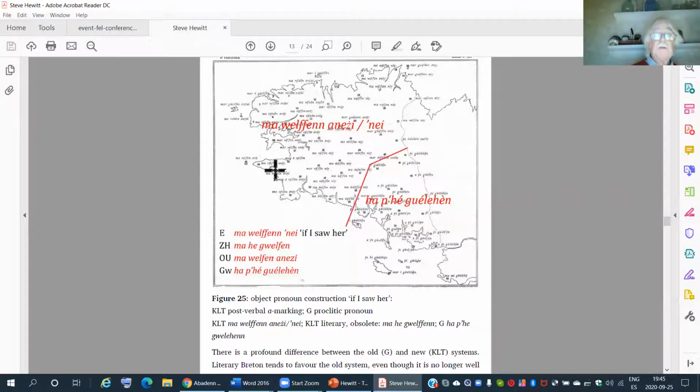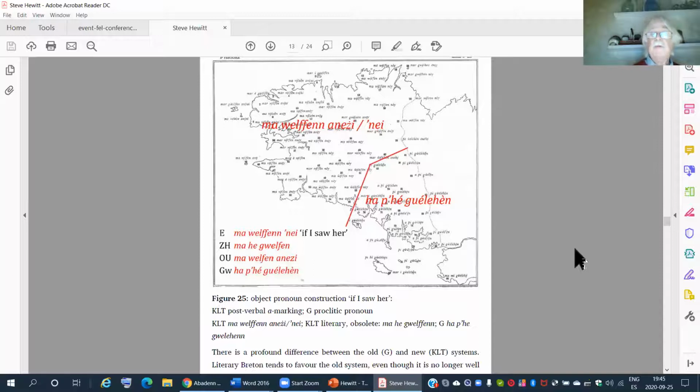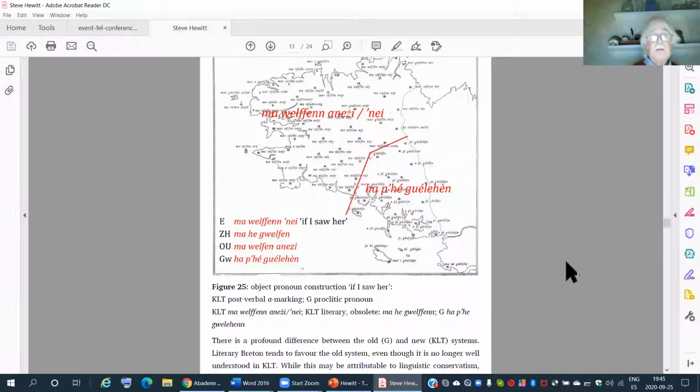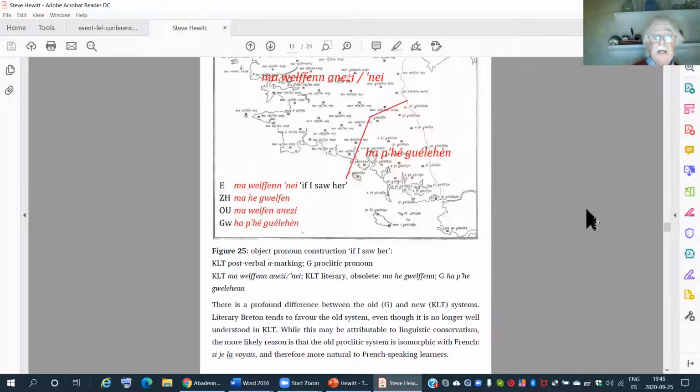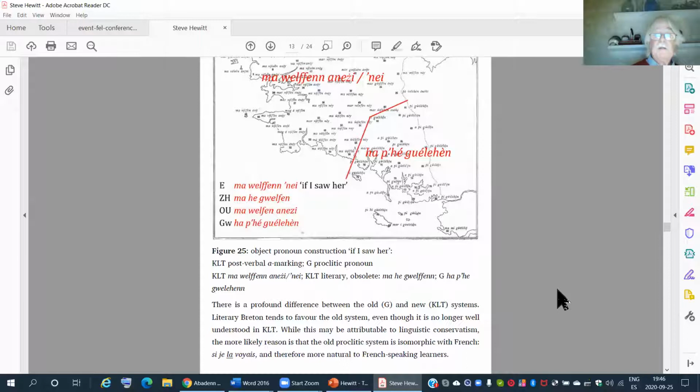Orthography Universitaire is pretty close to what people say in the mainstream area. And then Vannetais has a completely different, older construction, which is 'and if her I would see'. But this shows the difficulty of bridging the gap between the mainstream KLT dialects, and this is a big syntactic problem with the southeastern dialects. Now, one of the reasons that the ZH orthography imposes this rather strange thing that no one actually says, I think, is that it is isomorphic with French: Si je la voyais. So it corresponds to what people think of in French, but it's not actually said very much. It's not even understood.